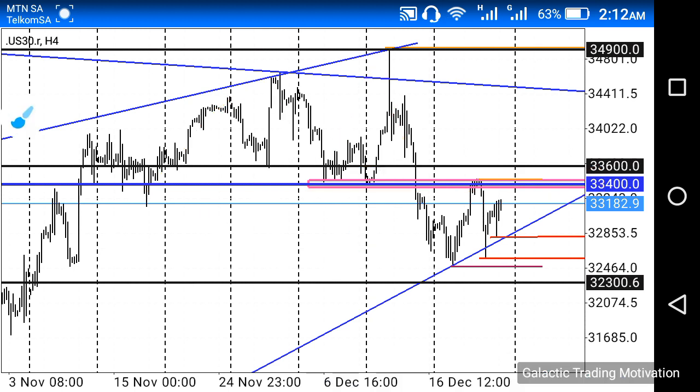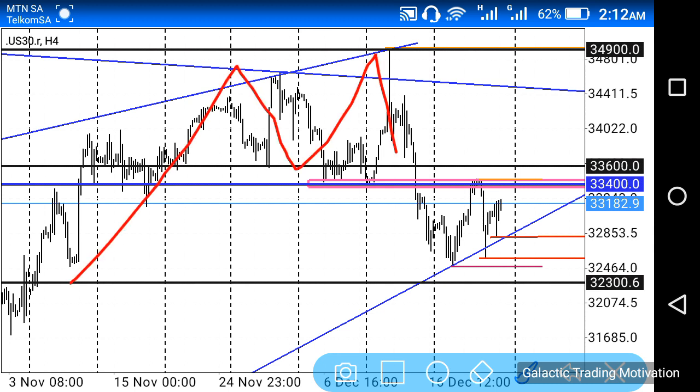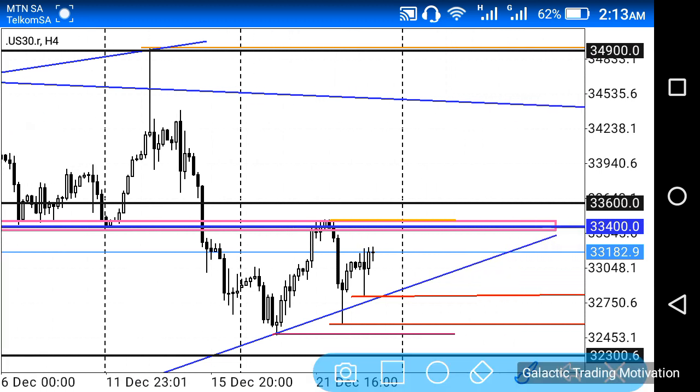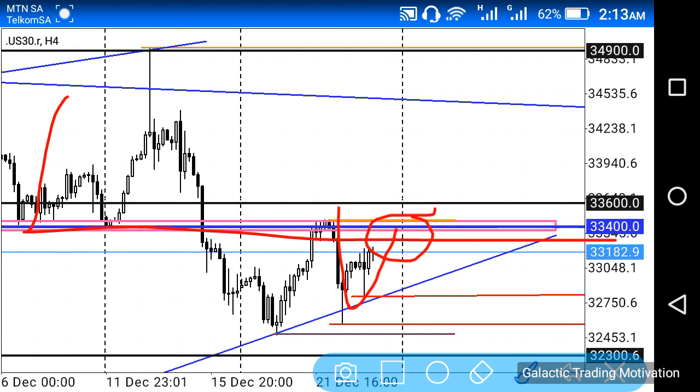So as you guys can see, as I said, we have this M structure which has a neckline more or less at that level, right? And price broke to the bottom side of that neckline and then went back up to that neckline to test it and then push further down, right? So it may be that in the next couple of days or in the next day or so, we might see price push further up to this level to just retest that neckline of this, as I said, M structure.